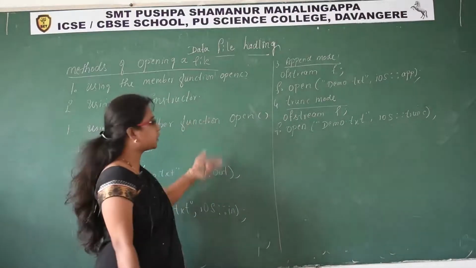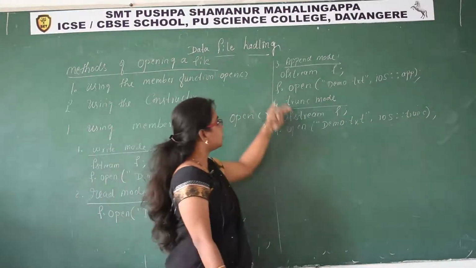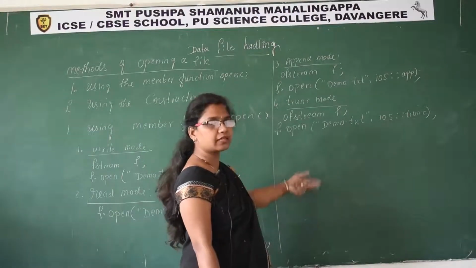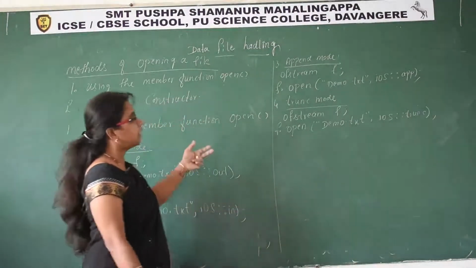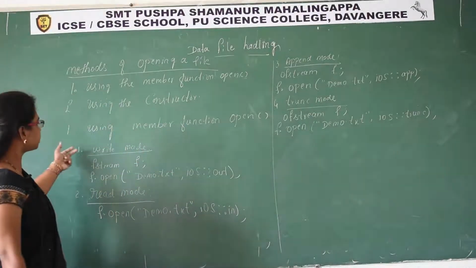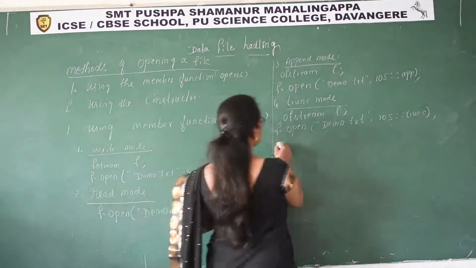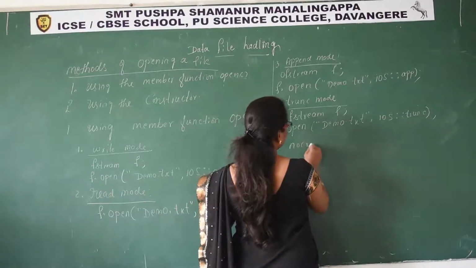So in this way you have to give the examples. So some more modes are there, no? ate mode, noreplace mode, nocreate mode also there. I'll discuss later noreplace mode and binary mode. Here write mode, read mode, append mode, trunc mode, and one more, nocreate mode you can take, nocreate mode.